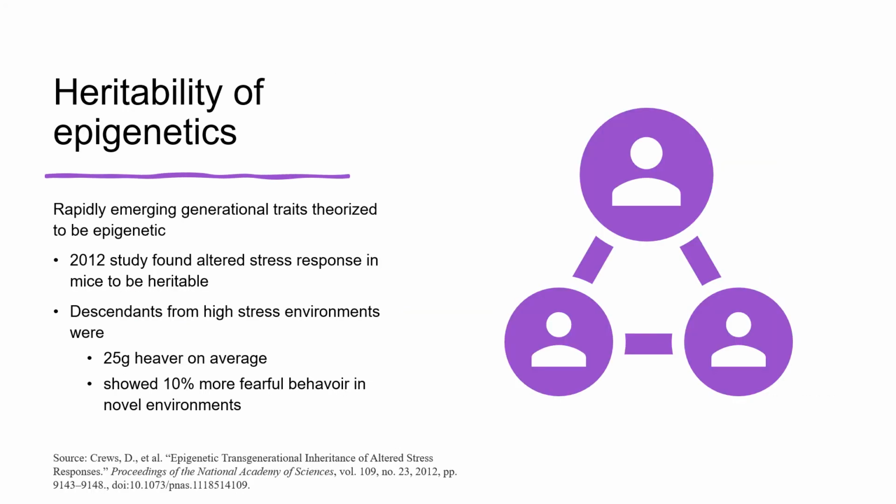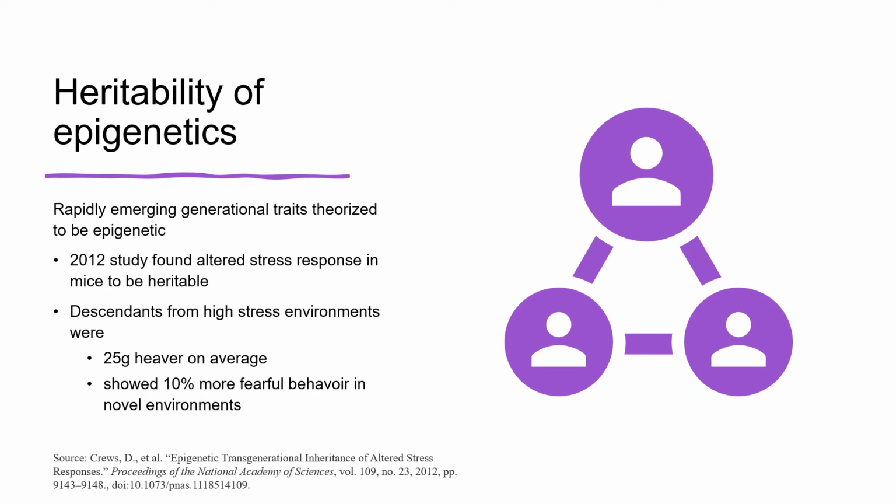The heritability of epigenetic modifications is not fully understood, but has been clearly seen to occur. It is now believed to be responsible for many rapidly emerging generational traits that occur too quickly to be the result of random mutagenesis to the nucleotide sequence.